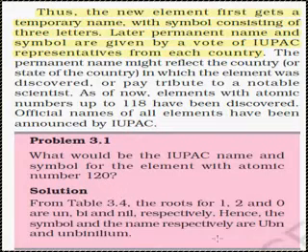Now we know we write the symbol U for 1, that is UN. For 2 we have B, the symbol, that is BI. For 0 we have N, that is NIL. And further, when we give the name, we write UN, BI, NIL, and IUM is added. So this will be the name of the element, and the symbol will be UBN.